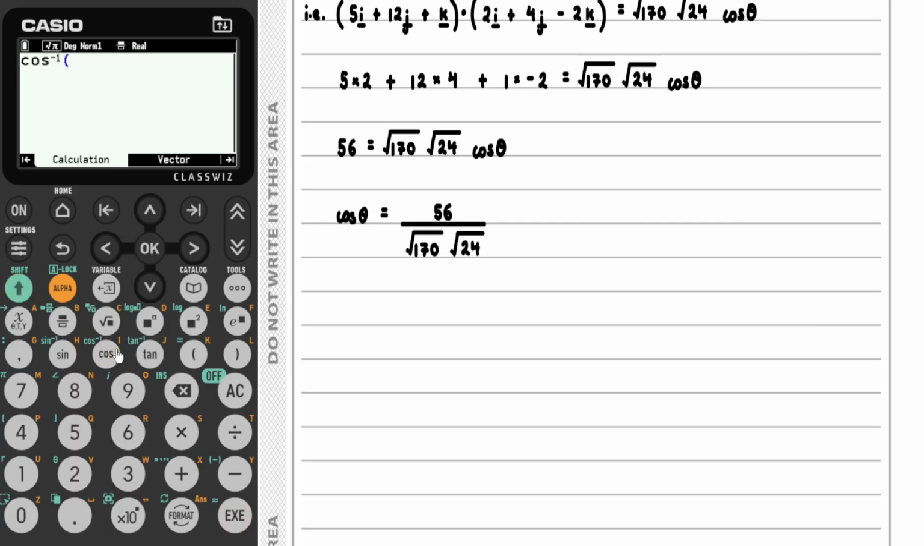I've got the inverse cosine of 56 over the square root of 170 times the square root of 24, which is equal to 28.8 degrees.